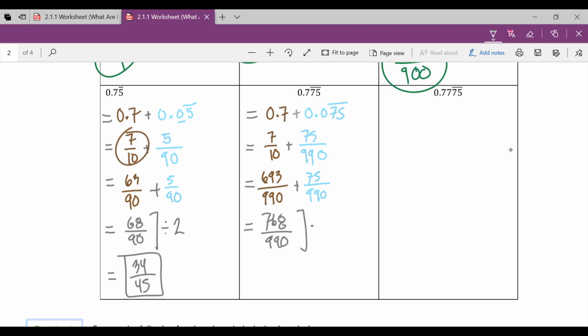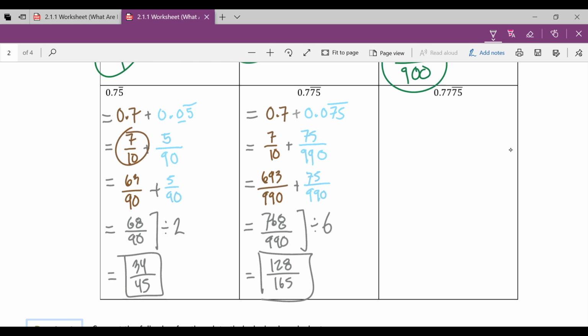So that means to simplify this, we can divide the whole mess by 6, top and bottom by 6. And when we do that, we are going to get 128 over 165. Always better to use the divisibility rules that we taught you back in grade 7. It saves you time, keeps you from having to go to your calculator all the time.